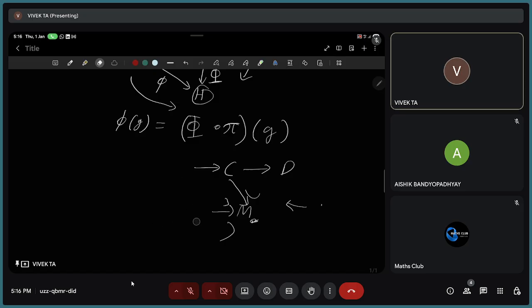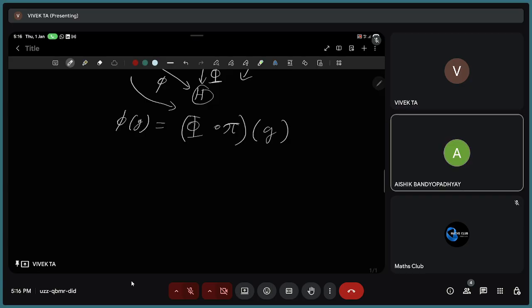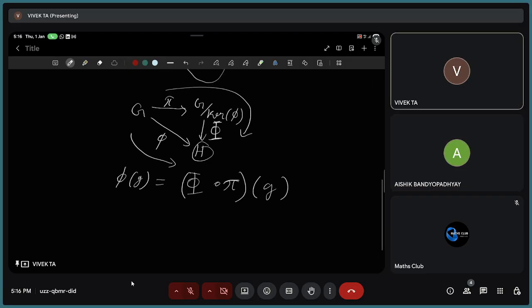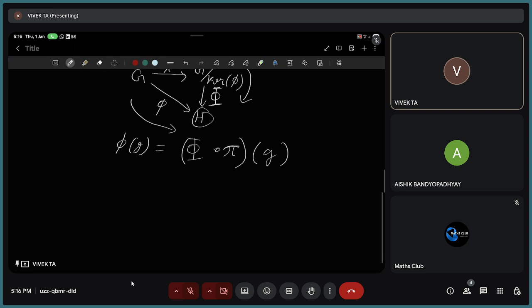So, any doubts regarding this, Oishik? I'm still not, I could not grasp it properly. Would it be possible to explain this? Yeah, of course.